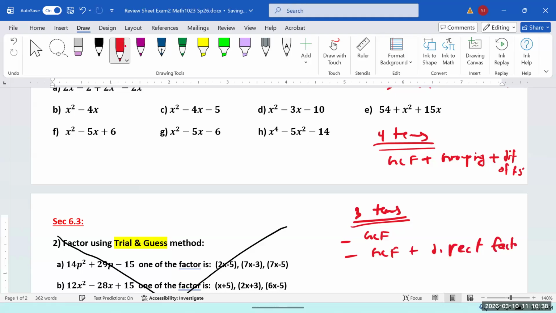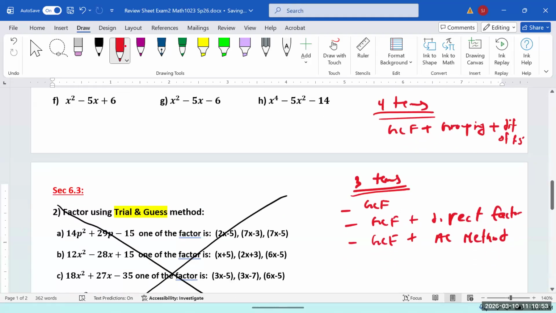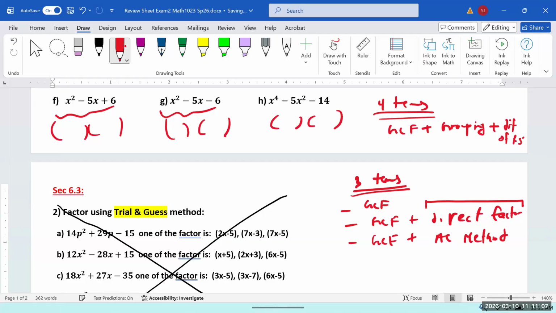Direct factoring. Then we have probably GCF plus AC method. So at least three types. Now, if I have space, I will give you some direct factoring without GCF. It means a question like this. All you have to do is factor directly, factor directly, factor directly.